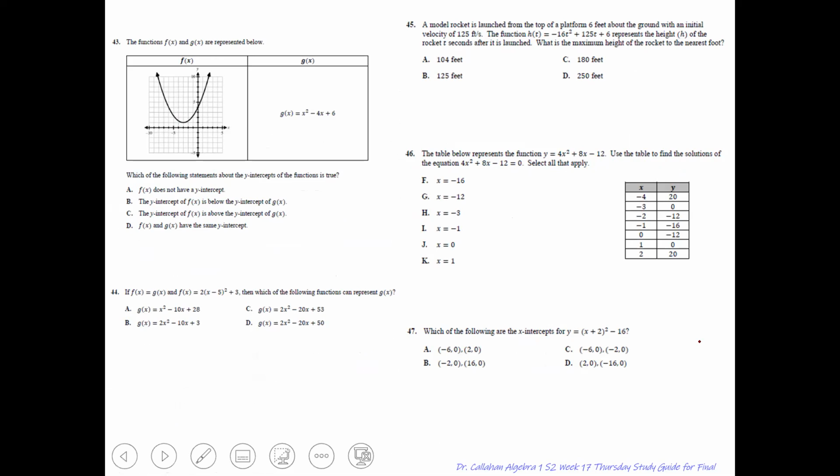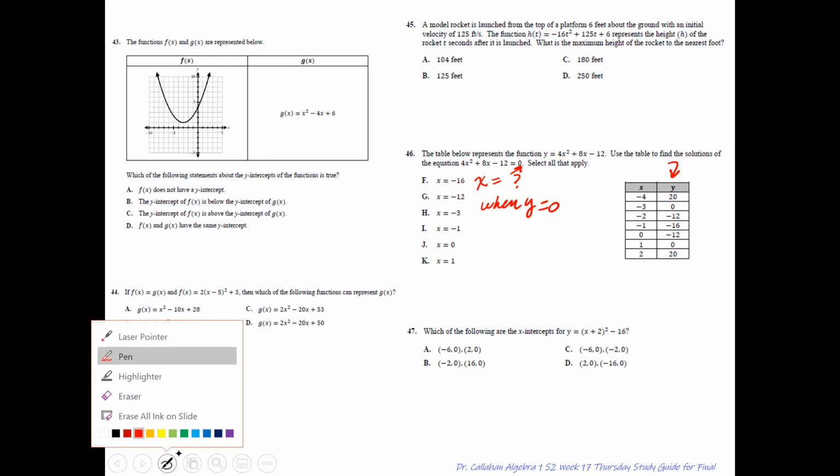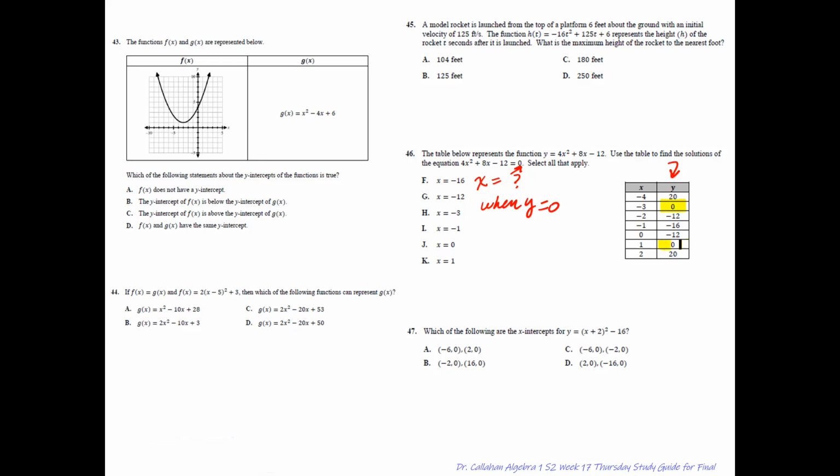Looking at this, if I were to solve for this, you set it equal to 0, so x equals what when y equals 0? Well, here's your table. When is y 0? Right there and right there. So what are your x values when y is 0? -3 and 1. And when it says select all that apply, that means there's more than one answer. Those are your answers.